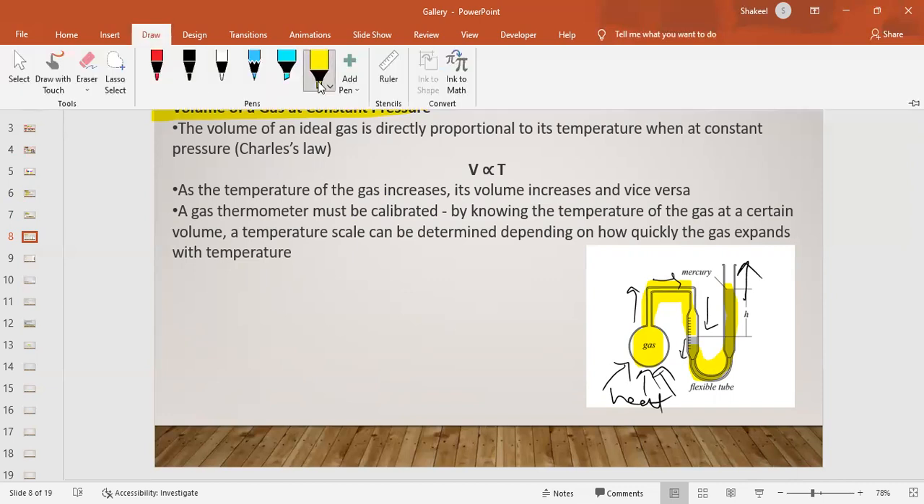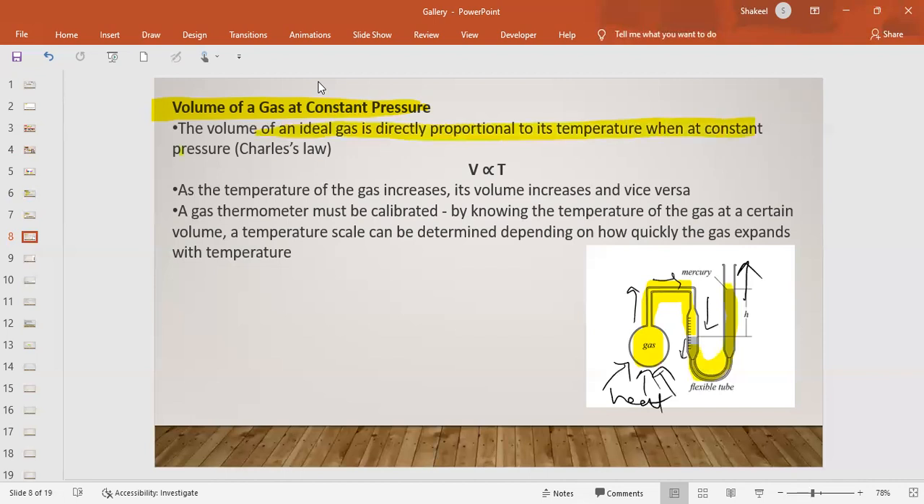The volume of an ideal gas is directly proportional to temperature. We know that in Charles' law, volume is proportional to temperature: the greater the temperature, the greater the volume, because the gas expands. As the temperature of the gas increases, its volume increases. So a gas thermometer must be calibrated by knowing the temperature of the gas at a certain volume.